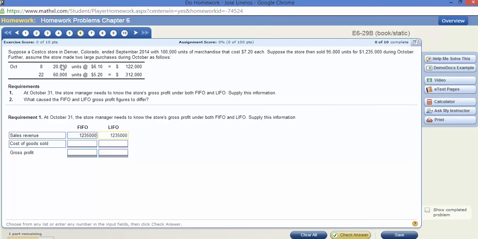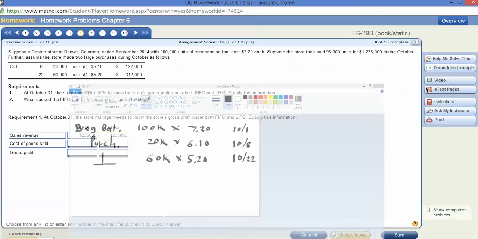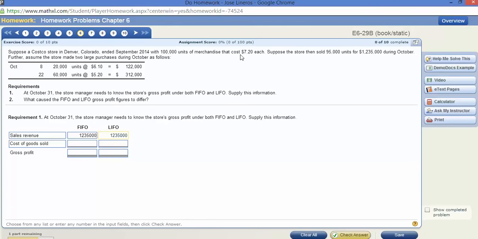Then the last layer added in October was on the 22nd. You had 60,000 units at $5.20. So you started with a layer, on October the 8th you added a second layer, and on October the 22nd you added a third layer. That's all the layers that exist in this problem. So get good at identifying the different layers: the beginning layer and how many layers were added.